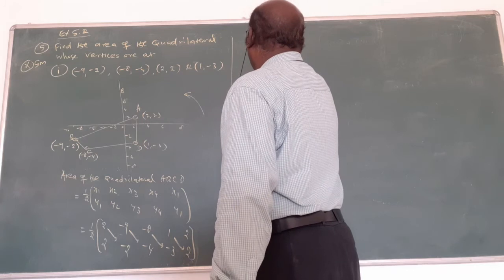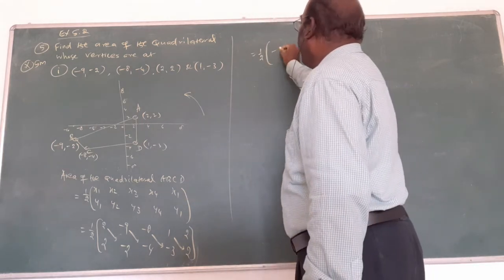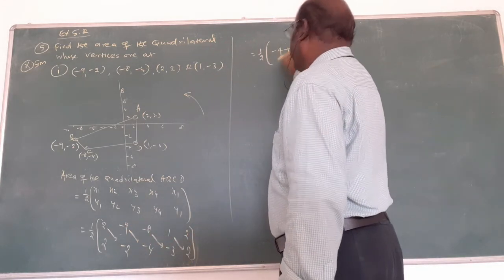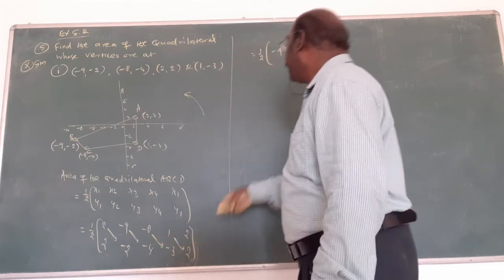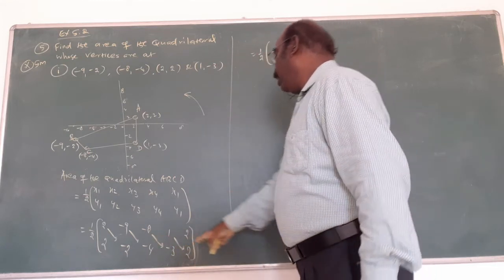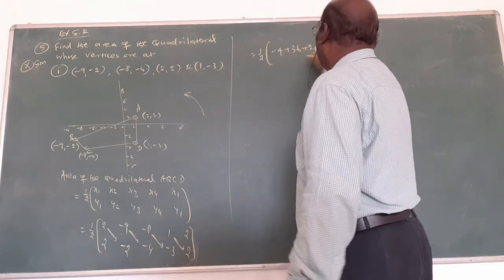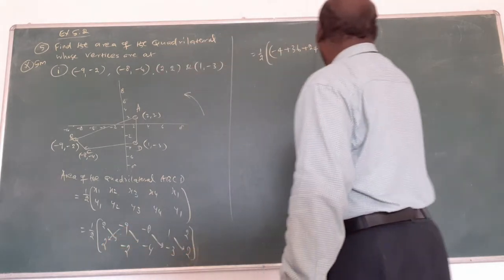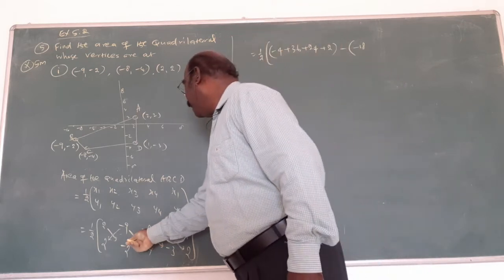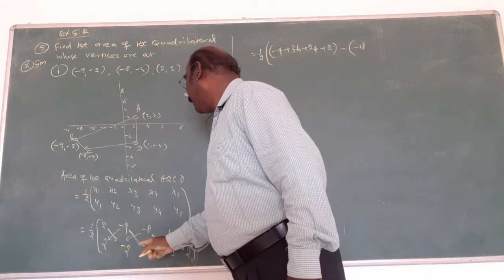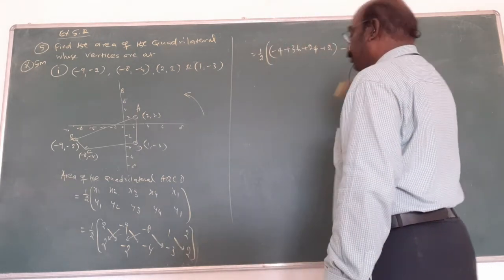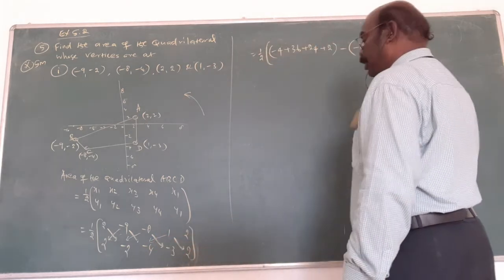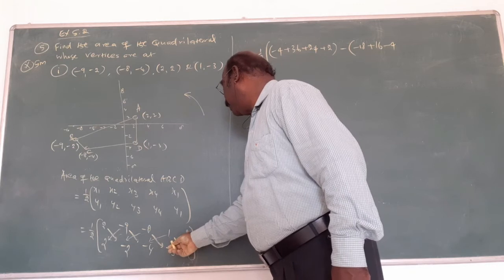Cross multiply. Half into, what is the first one? 2 into minus 2, minus 4. Minus into minus plus, 9 4s are 36. Minus into minus plus, 3 8s are 24. 1 into 2 plus 2. Next, minus 9 into 2, minus 18. Minus 8 into minus 2, that is 16. 1 into minus 4, minus 4. Again, 2 into minus 3, that is minus 6.